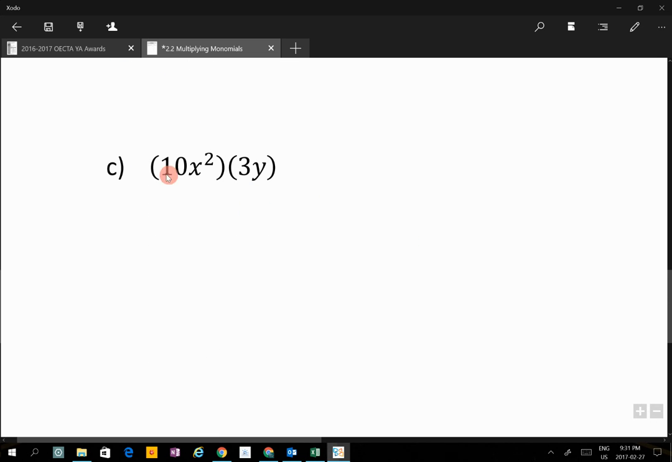Part C, 10x squared times 3y. So here I multiply the 10 and 3 together. I get 30. So 10 times 3 is 30. And these two powers have different bases, so I have no choice but to write them separately. So I cannot combine them. X squared times y. And I'll put the variable part with the higher exponent first.